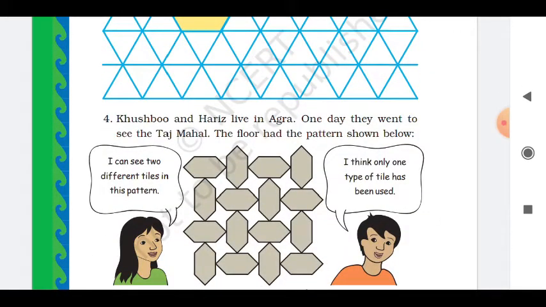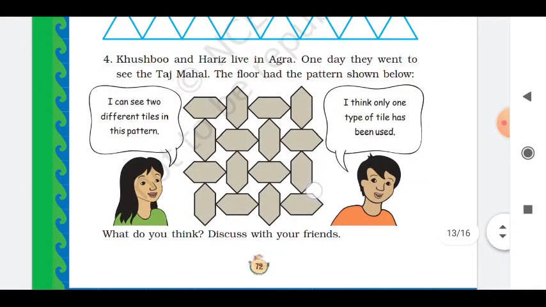Kushubu and Aris live in Agra. One day they went to see the Taj Mahal. The floor had the pattern shown below. See, I can see two different tiles in this pattern. I think only one type of tile has been used. See here, Kushubu is telling, two different tiles are there in this pattern. You can observe here the pattern they are given. So in this pattern, she is telling two different tiles are there, but this boy is telling only one tile is there. What do you think? Discuss with your friend. See what you are thinking here, whether two different tiles are there or only one tile.